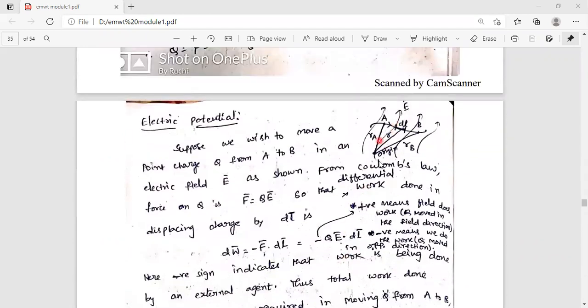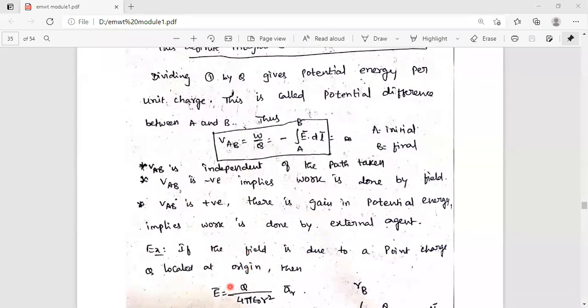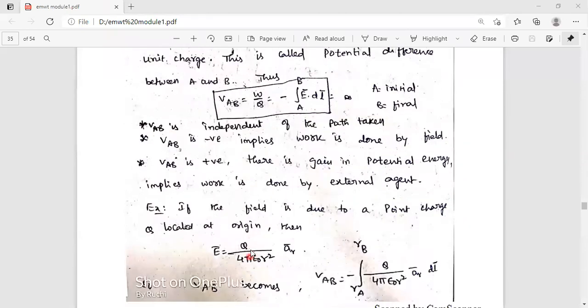Now suppose this E bar, this field we are considering, is because of another positive charge which is present here. This is our origin. We are moving one charge from A to B. Now suppose this electric field is because of a charge Q present here at the origin. Then what is the expression for E bar, the electric field because of this charge Q? We know the general expression: Q by 4 pi epsilon naught R square AR bar.